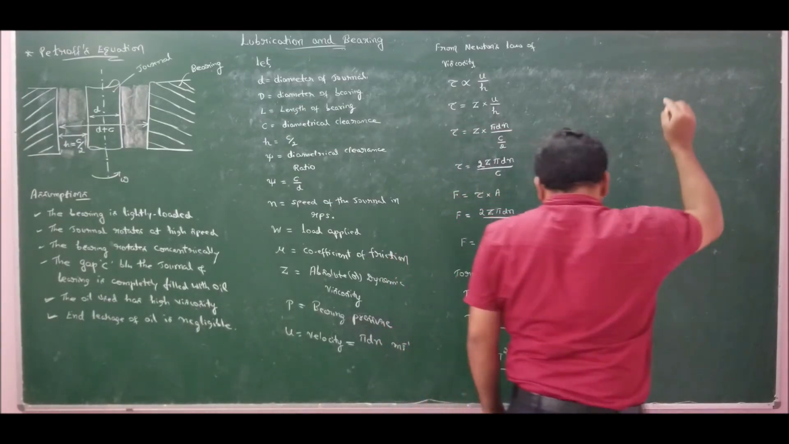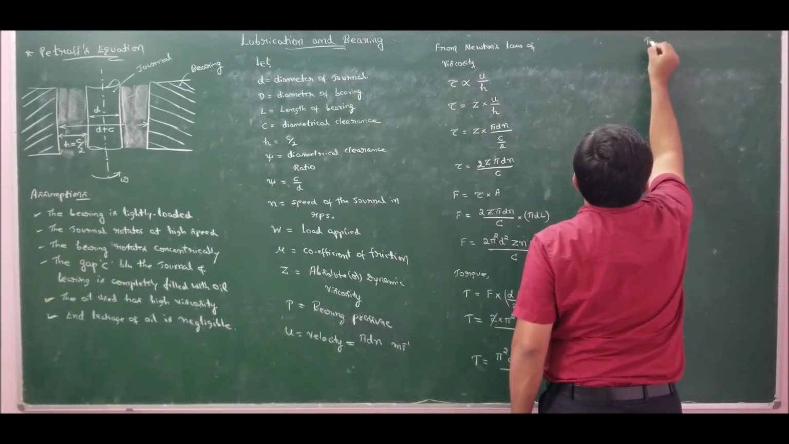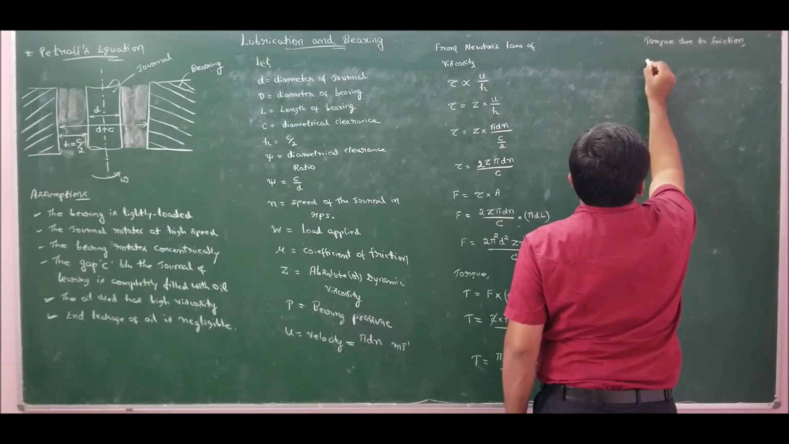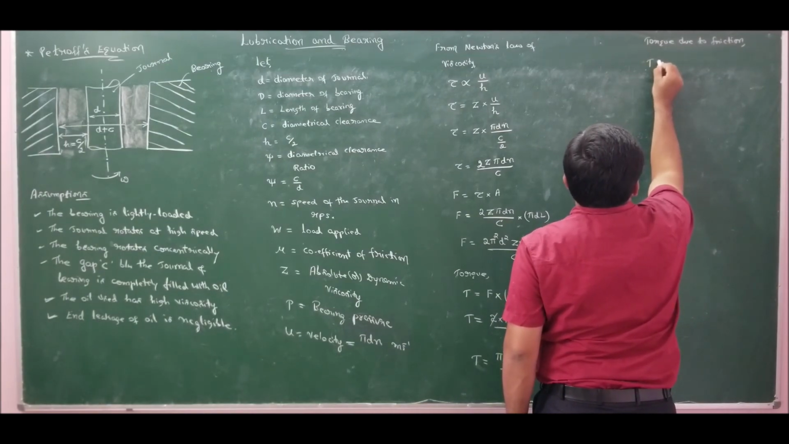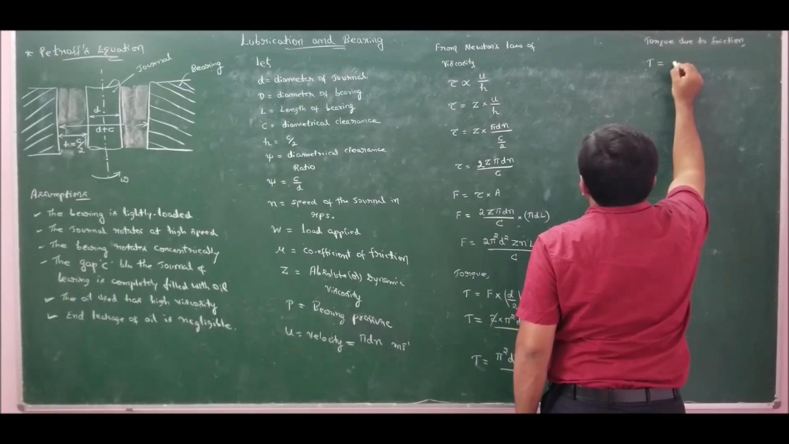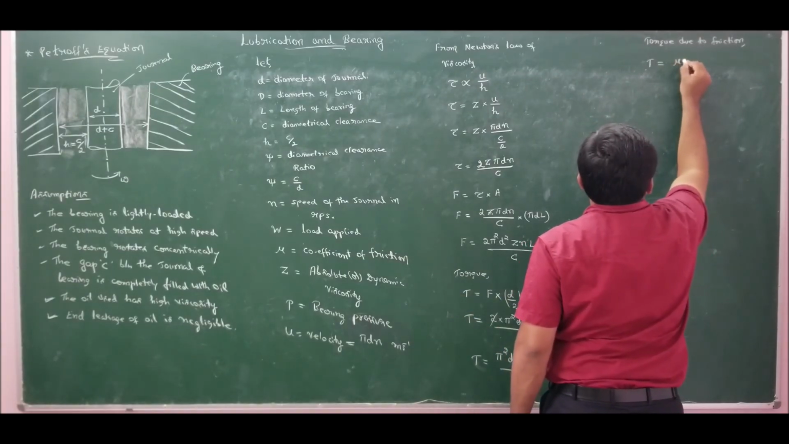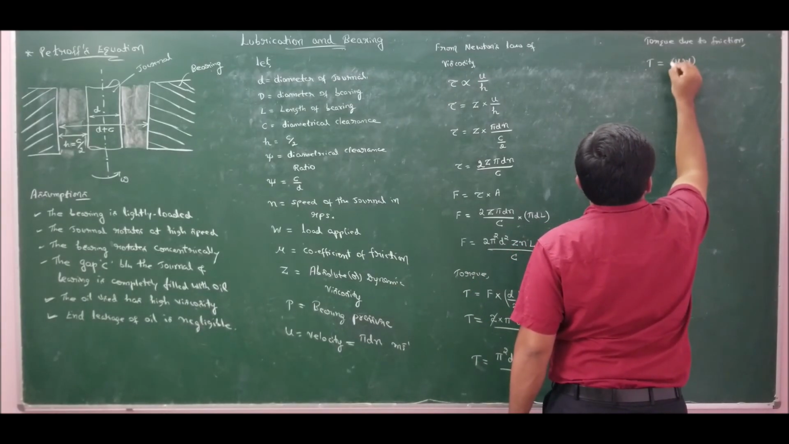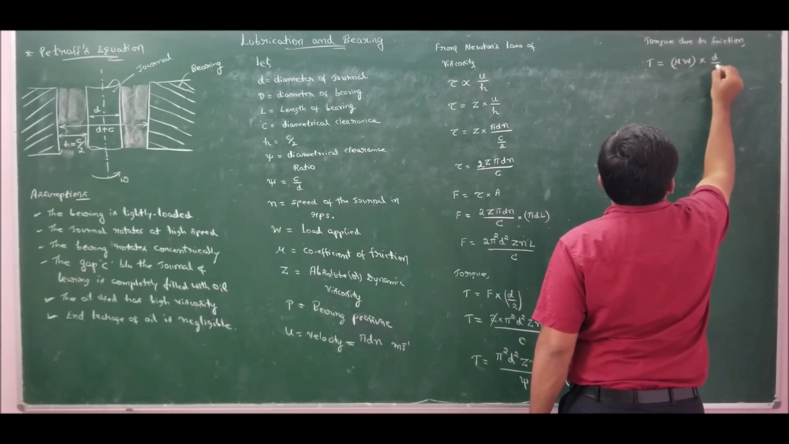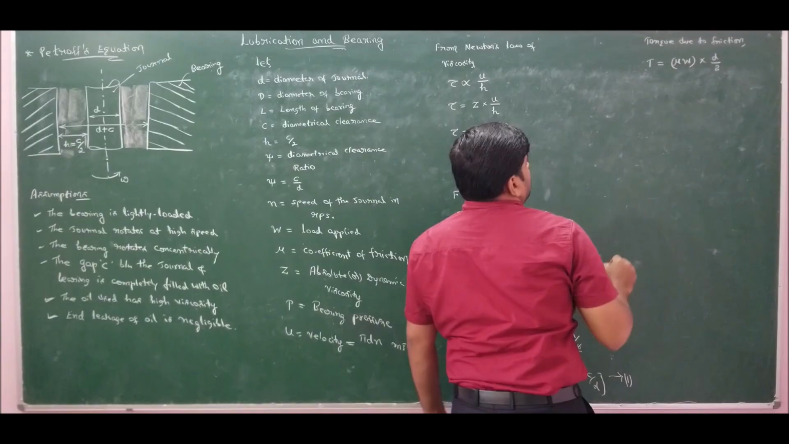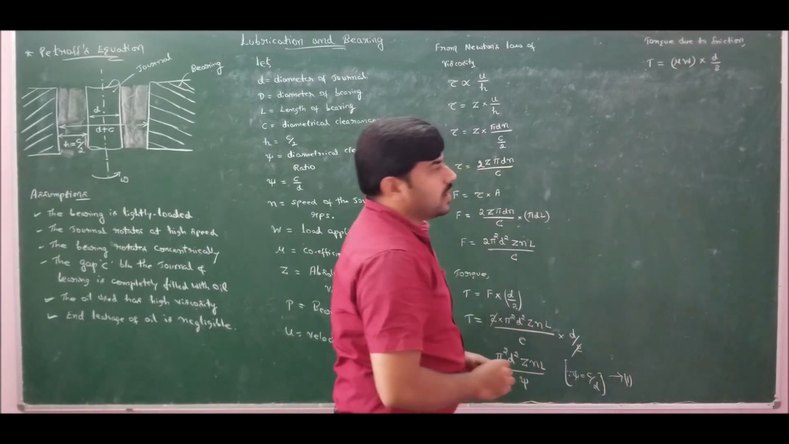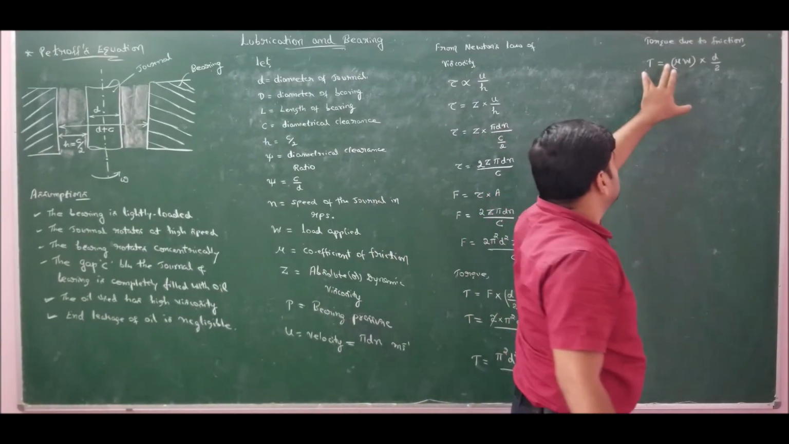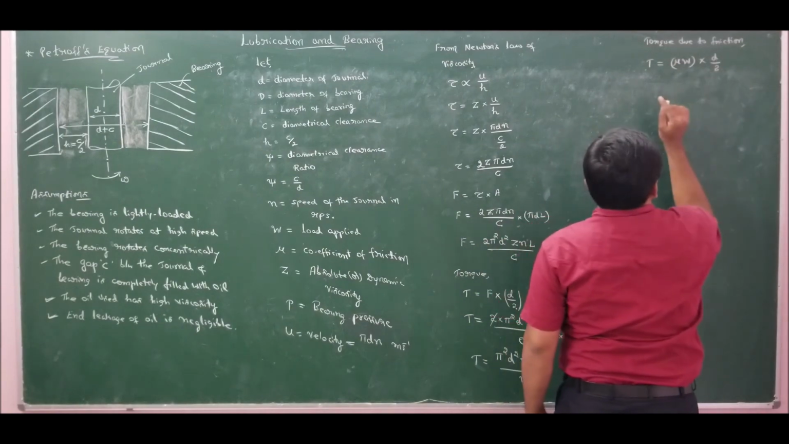Now we also know that the torque due to friction is given by friction force into perpendicular distance. If W is the load applied, then frictional force is coefficient of friction mu times the load applied, and the perpendicular distance is diameter by 2. This you people already know, because frictional force by load applied is equal to coefficient of friction. Hence frictional force is mu times W, and torque is frictional force into perpendicular distance.